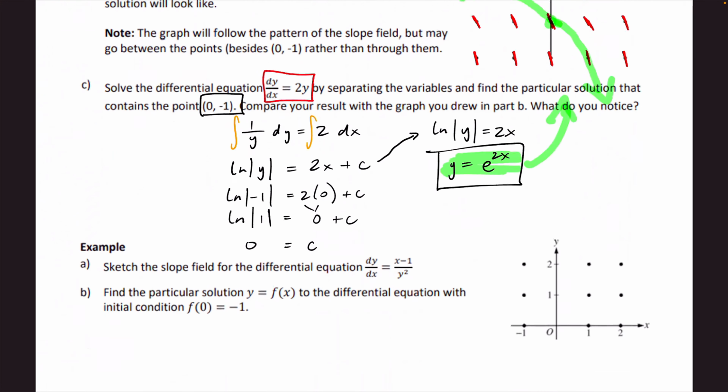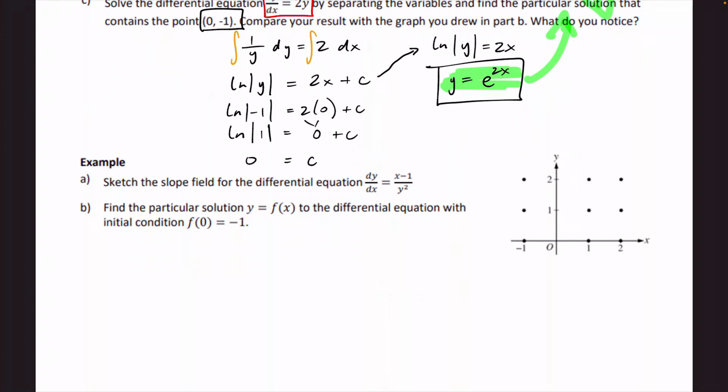All right. Okay, so what I want you to do now is try an example. Try A. Sketch. It's a smaller graph. Sketch, so give me the direction field for this guy. It's a new equation with an x as well as a y. So do A, and then we'll do B together.